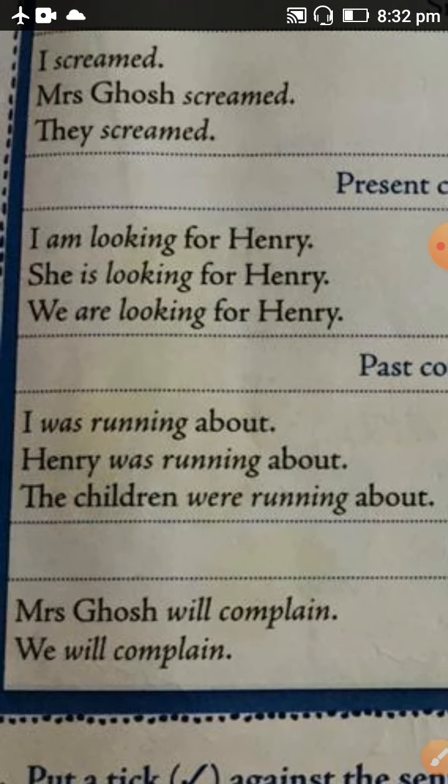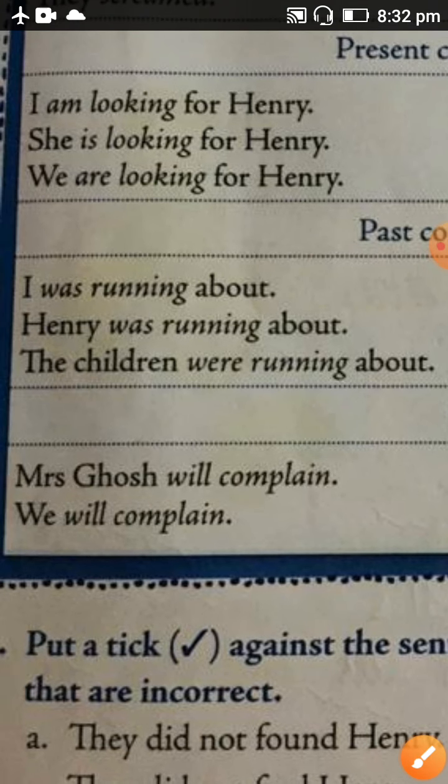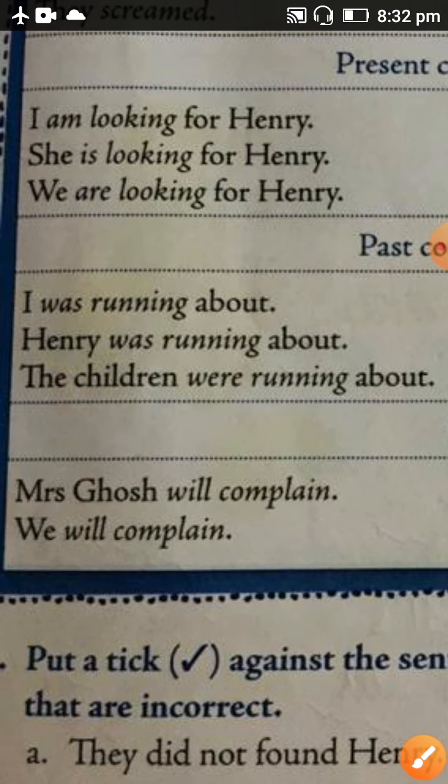Next we have present continuous. That is very simple. Here you only have to put not after the helping verb, after am, after is, or after are. Like, I am looking for Henry, and I am not looking for Henry. Next, past continuous, you do the same. He was running about, he was not running about. After the helping verb, you just have to put not to make the sentence negative.